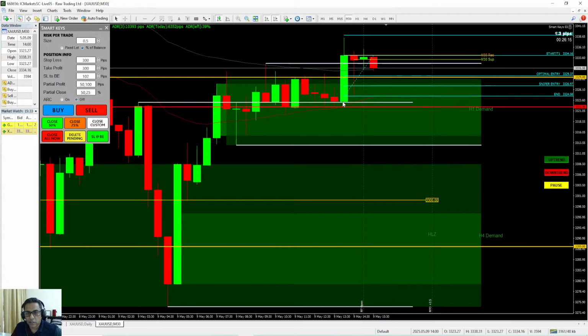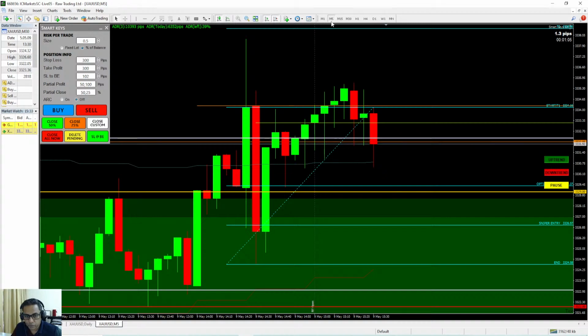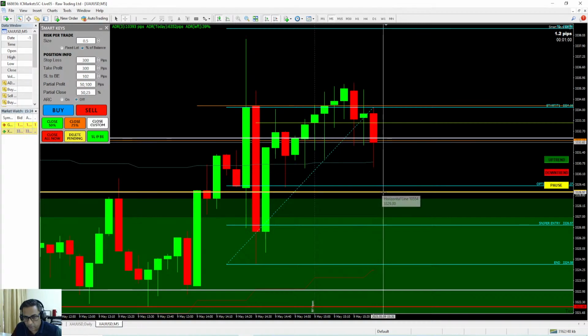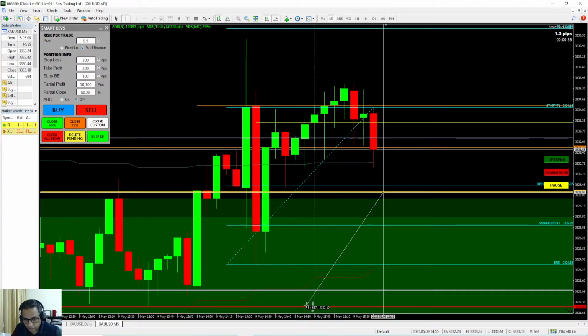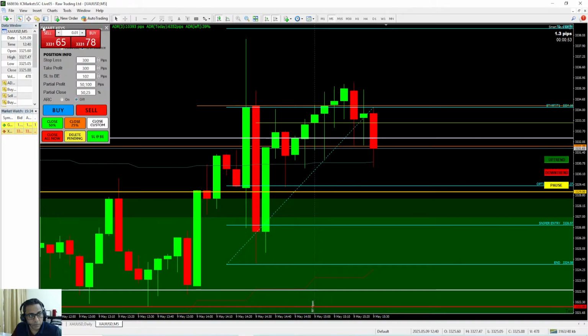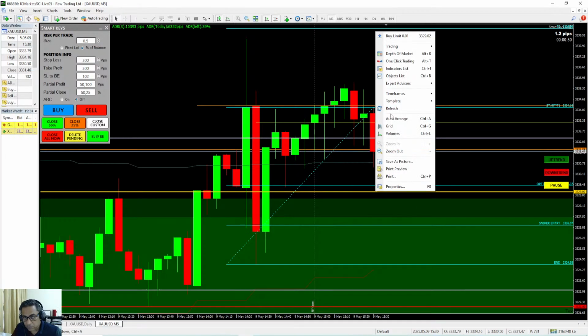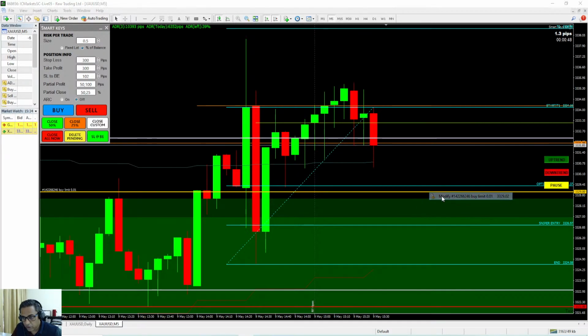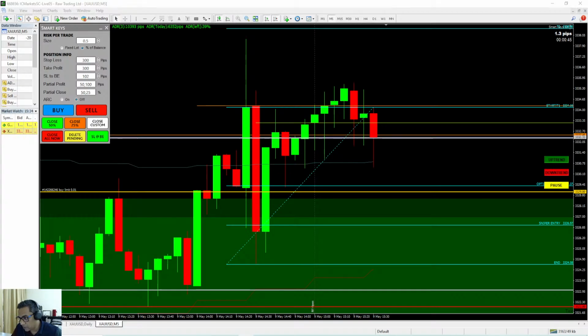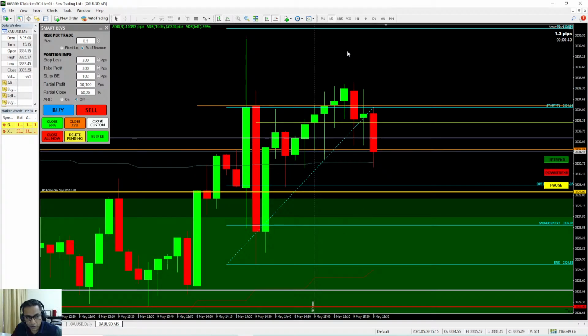Yeah, my concern is that this one has no bottom wick. Yeah, this is where I'd be willing to take a trade. 3329. Placed a pending there, just under 3329.